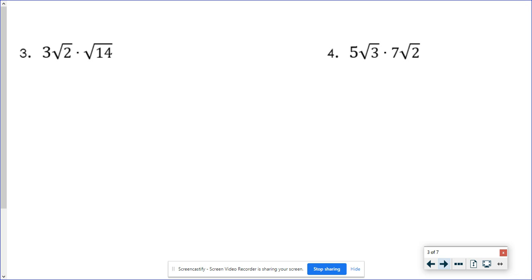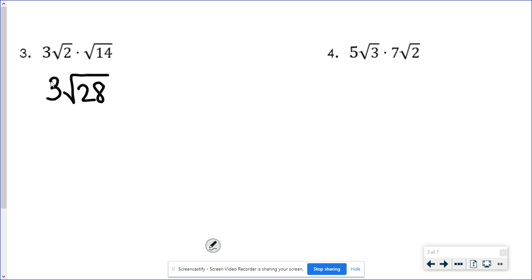In number 3, I have a number on the outside. That 3 that's on the outside, that's just going to kind of tag along until the very end. 2 is not a perfect square, 14 is not a perfect square. So I would put those two together. I'm going to keep that 3 on the outside. 2 times 14 is going to be 28.